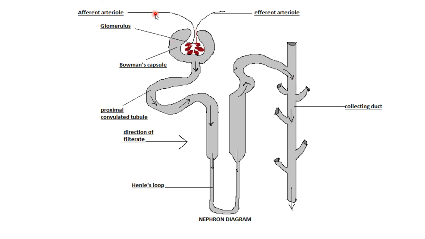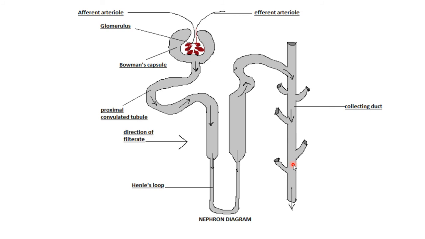So again, this is the afferent arteriole, this is the efferent arteriole, this structure in here is the glomerulus, and this here is the Bowman's capsule. We have the arrow showing us the direction of the filtrate. This is the proximal convoluted tubule, this is Henle's loop, and we have the collecting duct.